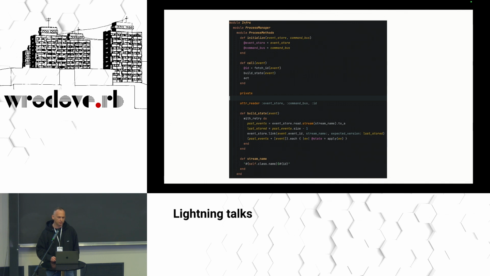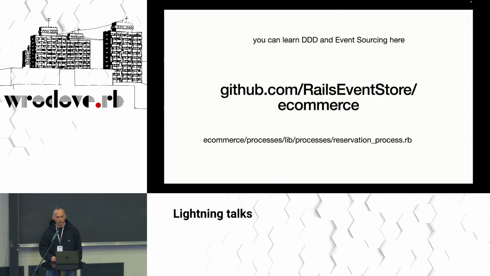This is the hidden part, thanks to which we don't need to write it every time. So this is basically some helper methods to build the state from events. And that's the constructor where we pass the event store and command bus, because we listen to events and we issue commands. And this code is taken from this repository, where you can also learn other parts of domain-driven design and event sourcing. It lives in the Rails Event Store organization under the e-commerce project. And this particular class is implemented in this reservation process file.